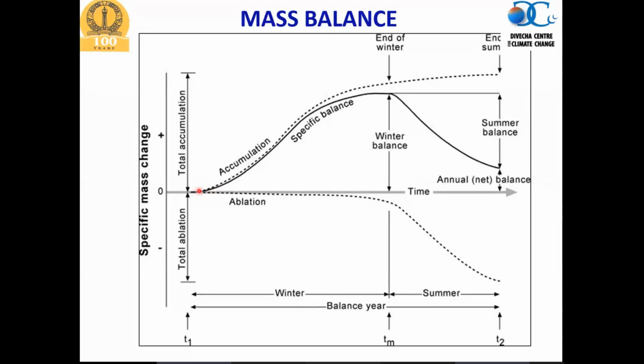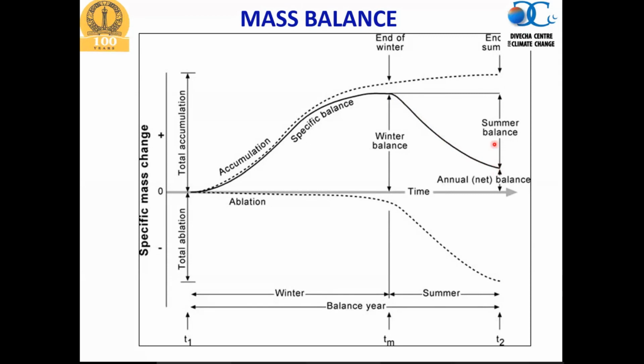Okay. So as the winter starts, the snow starts accumulating, and it reaches a peak as the snowfall comes to an end. However, the accumulation could be higher because in between there could be a small melting. But mostly snow doesn't melt till the end of winter. And when the summer starts, total melting starts, and the melting takes place till the end of summer.